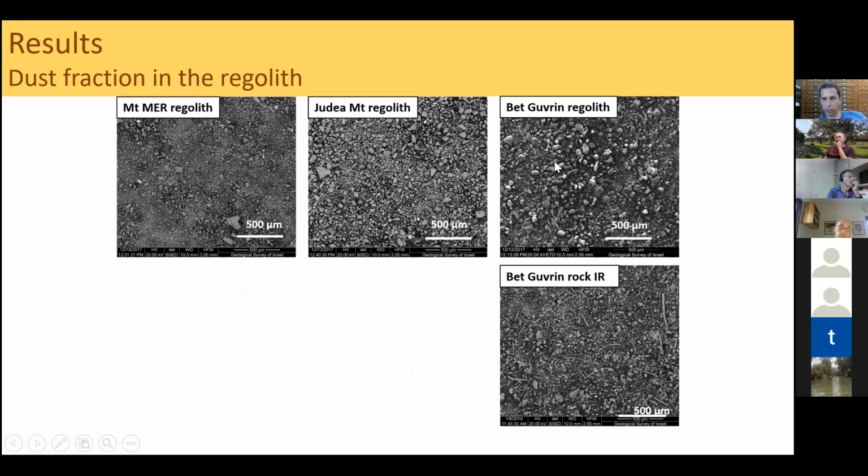And it's nice to also look in the Shfela, in the Bet Guvrin regolith. So we see very large quartz grains in the soil. But if we look at the insoluble residue of the rock, of the chalk rock that is underneath, we find very fine material. It's all microfossils, and it's really very beautiful, but it's very obvious that much of the fine fraction in the bedrock soil is not derived from the rock, probably dust.